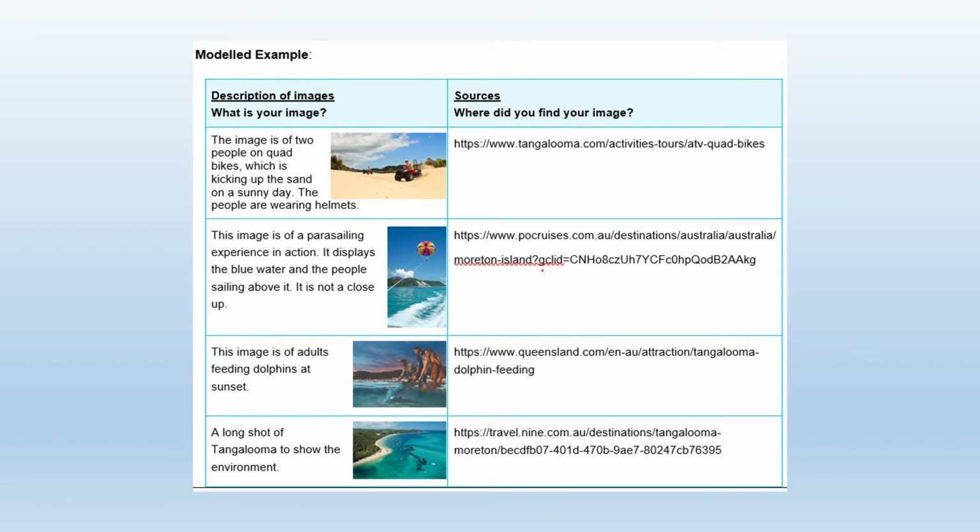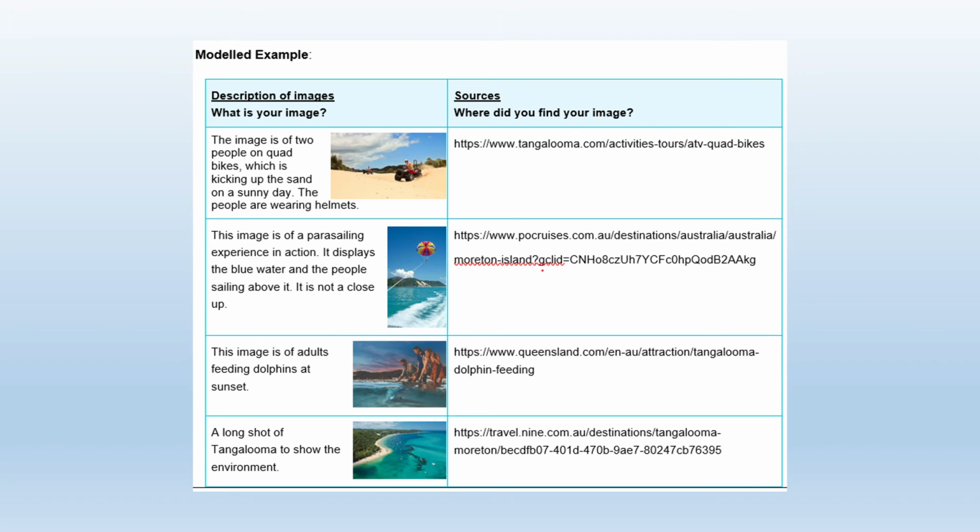So I've chosen 4 images based on what attractions Tangalooma has. I saw the quad bikes and I thought, wow, those people who are adults and love the outdoors are really going to love doing the quad biking. So I've written on the side there, the image is of 2 people on a quad bike, which is kicking up sand on a sunny day. The people are wearing helmets because it's important to protect your head in activities that are a little bit dangerous. The next one is of parasailing.